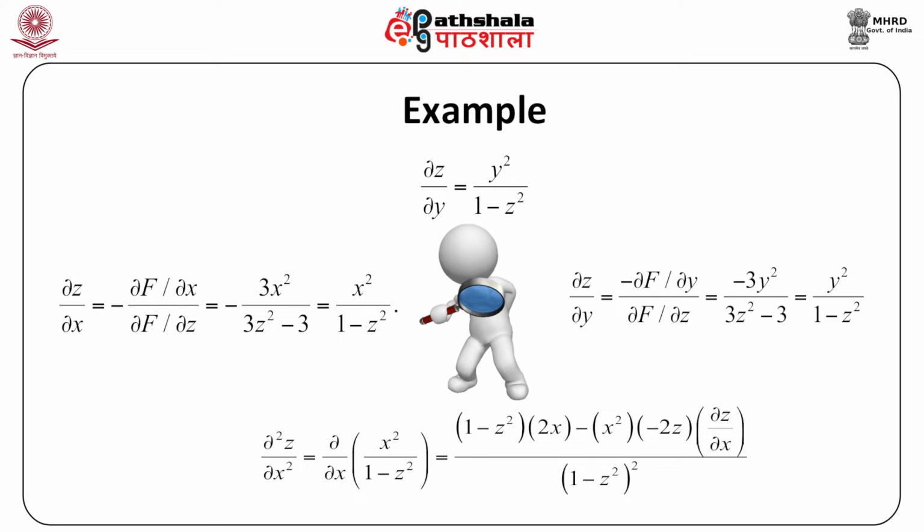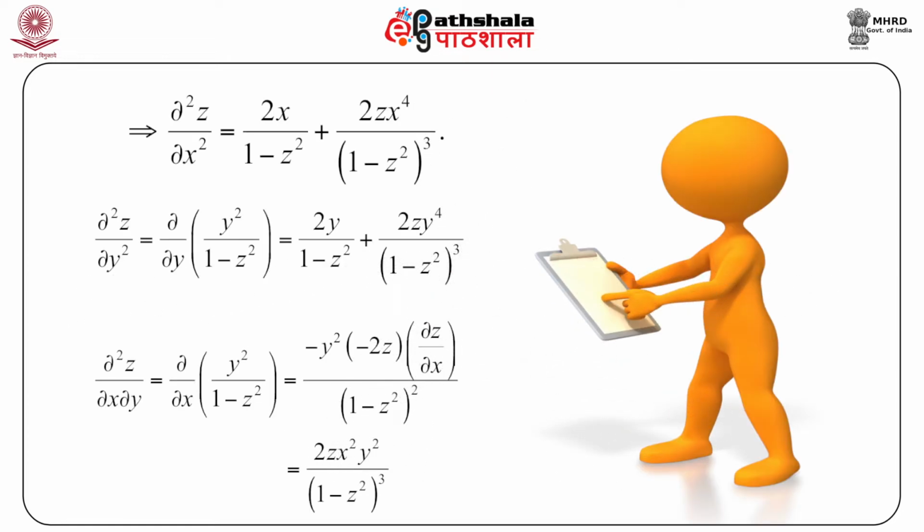There will be four second order partial derivatives. Del square z by del x squared is equal to del by del x of (x squared over 1 minus z squared), which is equal to ((1 minus z squared) into 2x minus x squared into minus 2z into del z by del x) all over (1 minus z squared) the whole square, using chain rule and the quotient rule. Simplifying and substituting for del z by del x, we have del squared z by del x squared is equal to 2x by 1 minus z squared plus 2z x raised to the power of 4 over (1 minus z squared) raised to the power of 3.